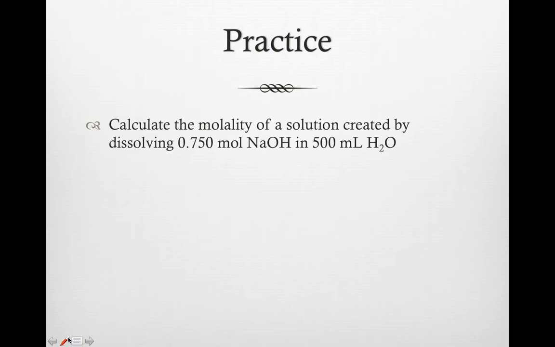For example, in this question, we're going to calculate the molality of a solution created by dissolving 0.750 moles of sodium hydroxide into 500 milliliters of water. And so remember, molality is equal to n, which is moles, over kilograms of solvent.